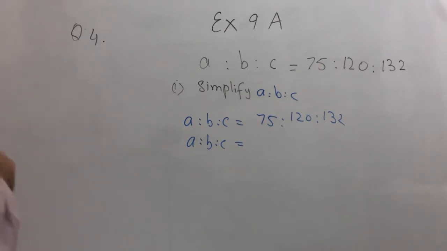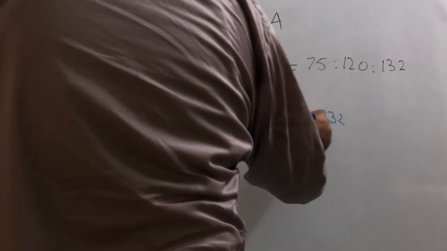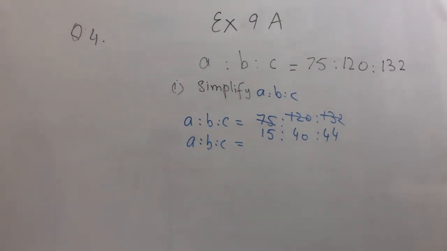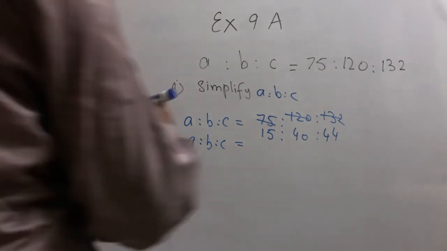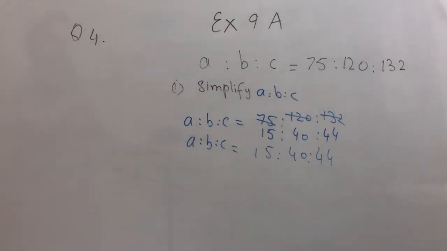We need to divide all three numbers by the same number. How can we do this? We divide by 3. 3 5s are 15, 3 40s are 120, 3 4s are 12, 3 4s are 12. So when we divide these three numbers by 3, we get 15, 40 and 44. Now with 15, 40, 44, we cannot divide these by the same number. So this is the answer. We have simplified A ratio B ratio C, and our answer is 15 ratio 40 ratio 44.